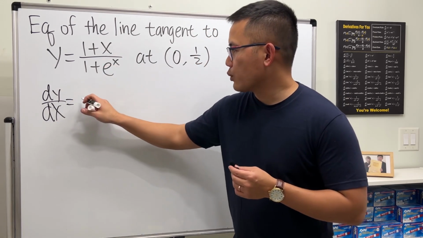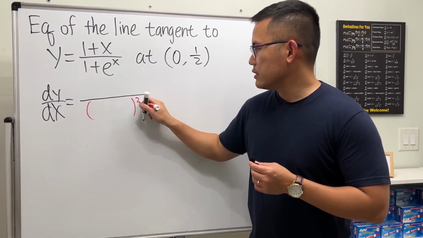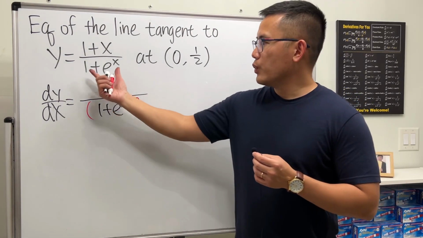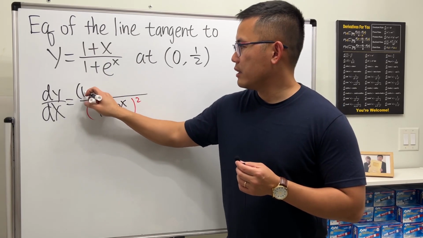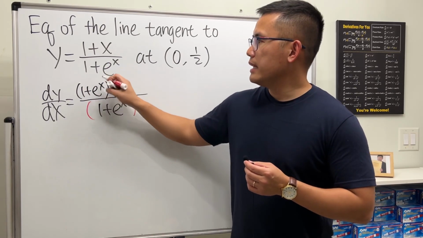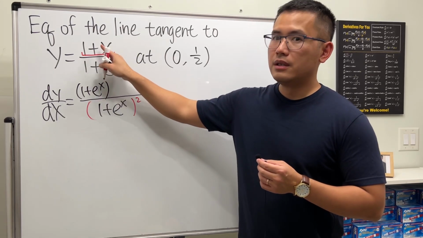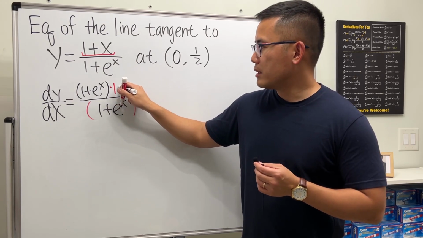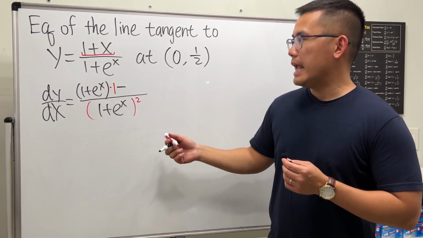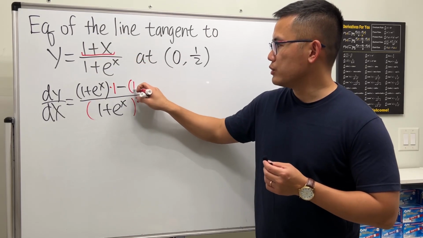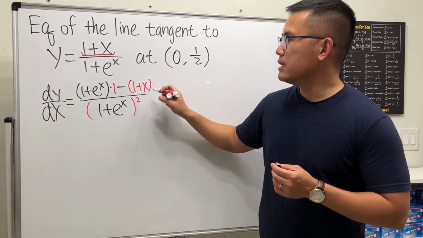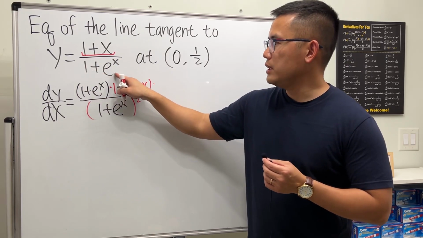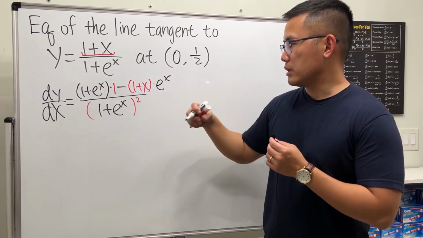All right, let's go ahead and square the bottom before we forget. So we have 1 plus e to the x, squared. How do we do the quotient rule? We keep the bottom function right here, so 1 plus e to the x, and then multiply by the derivative of the top. Derivative of 1 is 0, derivative of x is just 1. And then remember, we minus for the quotient rule, and we put down the top function, which is 1 plus x, times the derivative of the bottom. Derivative of 1 is 0, derivative of e to the x is just e to the x. So that's what we have.